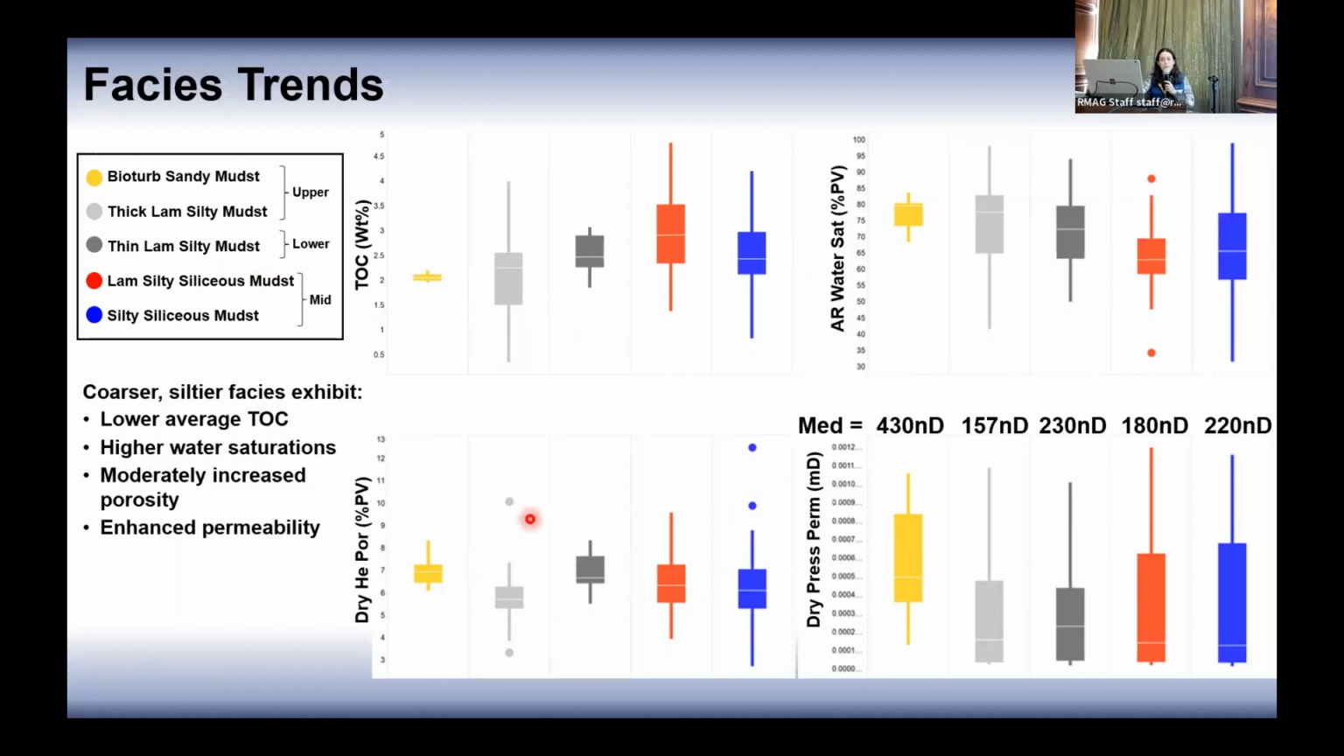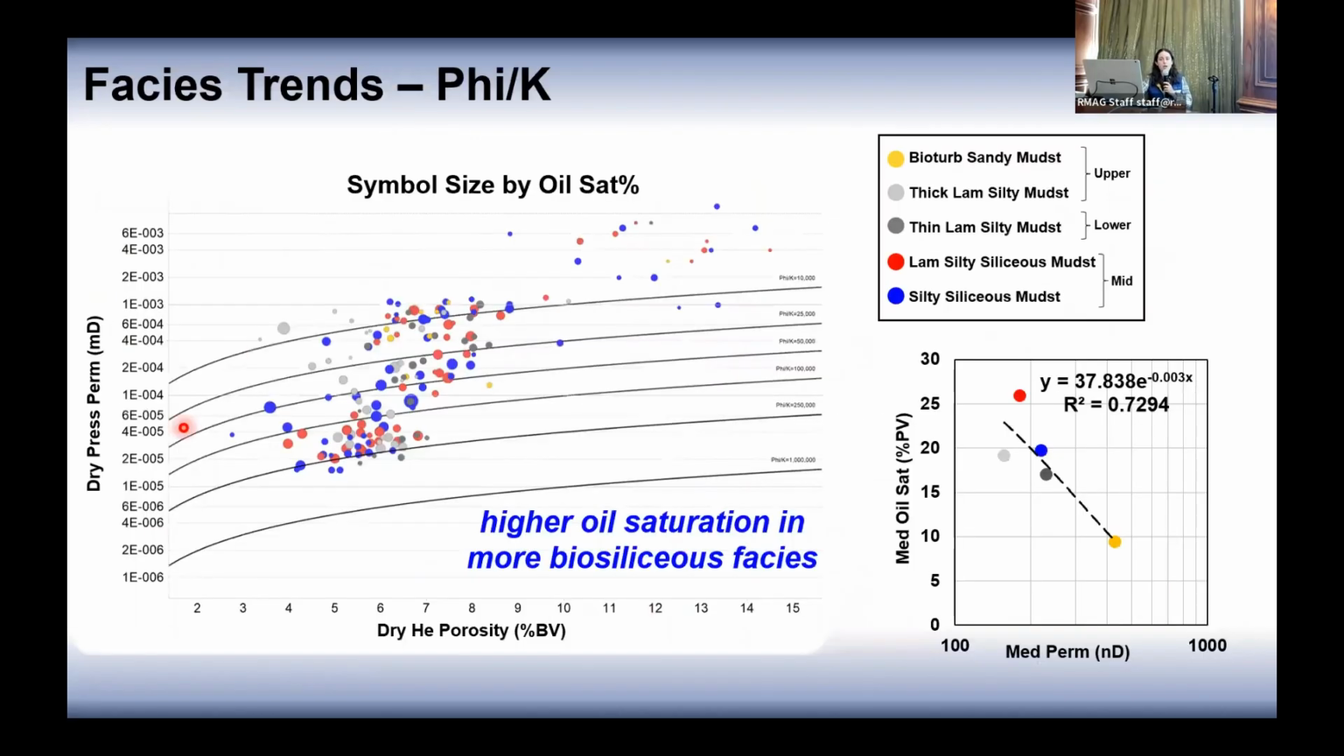The trends here aren't particularly stark, but if you look at permeability versus porosity and size this by oil saturation, you start to see that the most oil saturated samples are represented by those biosiliceous facies. The biggest bubbles you'll see here are in these blues and these reds, and they tend to sit at the lower porosities and lower permeabilities. So you'd think those higher oil saturations are probably held up in some of the smaller pore sizes.